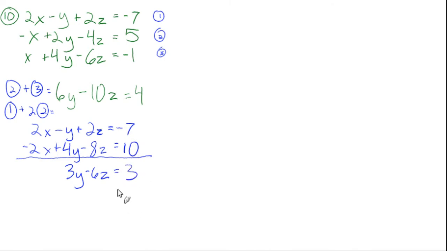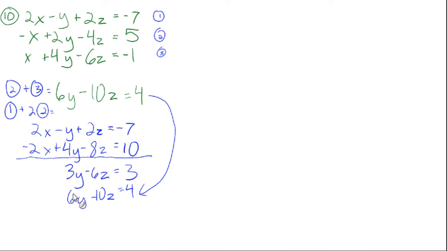Okay. So what we have now is an equation with y and z, and a second equation with y and z. So now we have a system of equations that is 2 equations and 2 variables. I'm just going to put this down here so we can see.